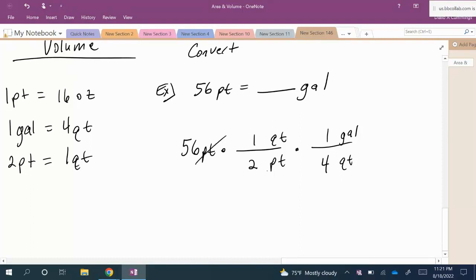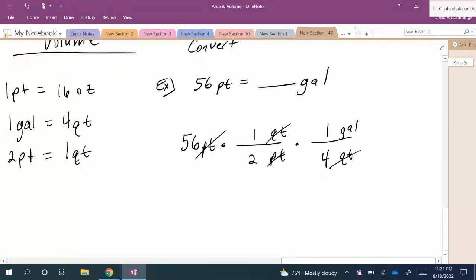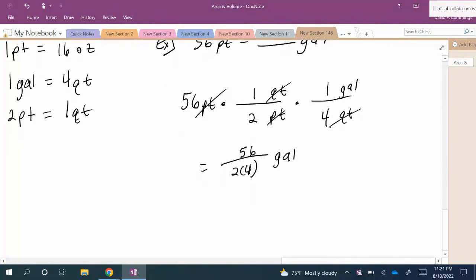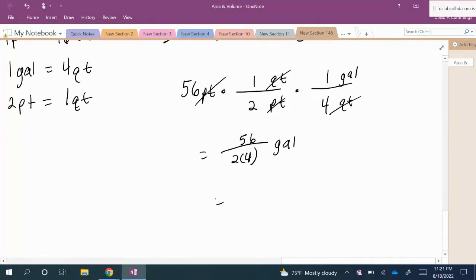So once we multiply, the unit of pints will cancel, the unit of quarts will cancel. So this is equal to 56 divided by 2 times 4. Okay, and we're left with the unit of gallons. So 56 divided by 8 is 7 gallons.